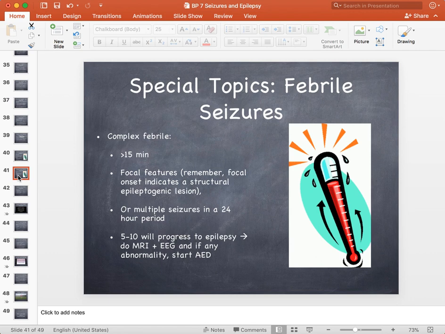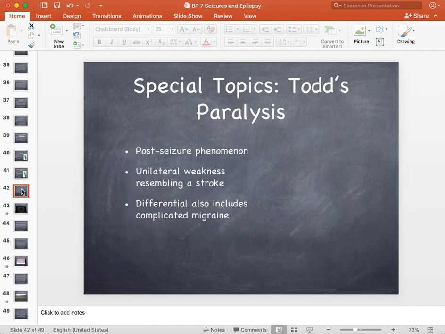Yes. Complex, a little different. So here it might last greater than 15 minutes. You might have focal features, and again, I sort of advise you to remember focal onset likely indicates a structural epileptogenic lesion, so you have to be worried about that. The other way to sort of categorize it as a complex febrile is multiple seizures in a 24-hour period. Here, 5 to 10% will actually progress to outright epilepsy. You'll do your MRI and EEG, just like any other first-time seizure, and if there's any abnormality there, you're going to start an anti-epileptic because these patients are likely to have epilepsy.